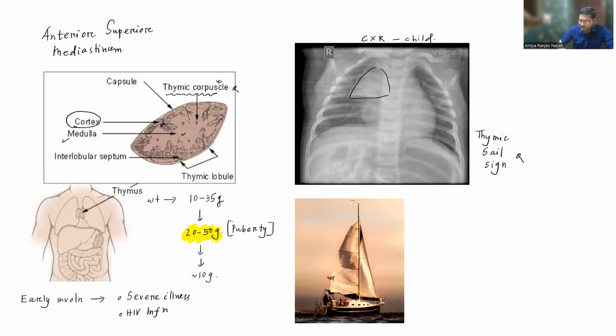Okay, this is actually a normal finding in the newborn. Sometimes you can appreciate this triangular shaped thymus inside the chest X-ray. It can be present on the left side or on the right side. This is known as the thymic sail sign, which is a normal finding for newborns. In adults, you are not going to find this thymus. I mean, normally you are not going to find the thymus in the chest X-ray. Okay, so this is a little bit about the anatomy.